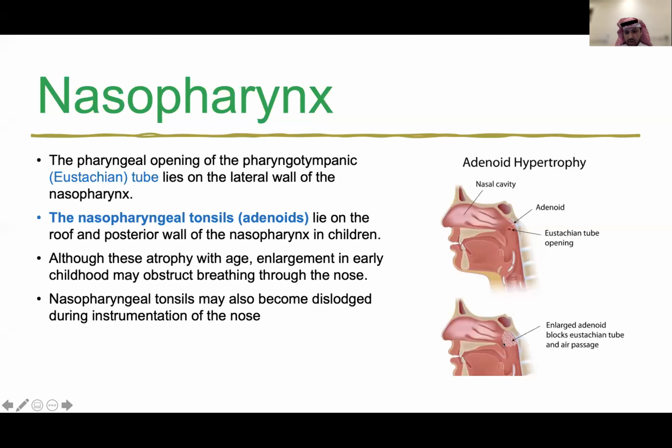So be careful when you examine kids: if the adenoids are getting big and causing obstruction, it needs to be diagnosed early. Also be careful when we insert any instrument here, such as nasal tubes, because it can be easily dislodged and is a common site for bleeding. When it gets large or inflamed, it's called adenoid hypertrophy.